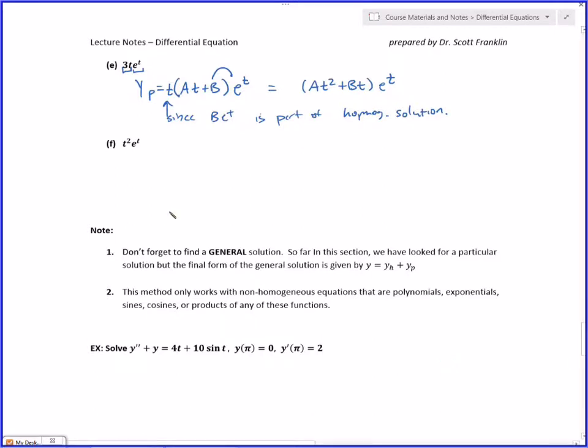And F is exactly the same. I don't know why I have it in there again, but it's the same idea. Your y_p here would be (At^2 + Bt + C) e^t, but because that right there is in the homogeneous, then I need an extra t. Once I put that t in there, you notice I have (At^3 + Bt^2 + Ct) e^t. None of these terms appear in the homogeneous solution.